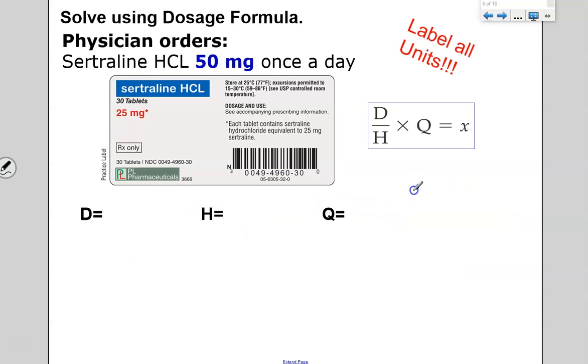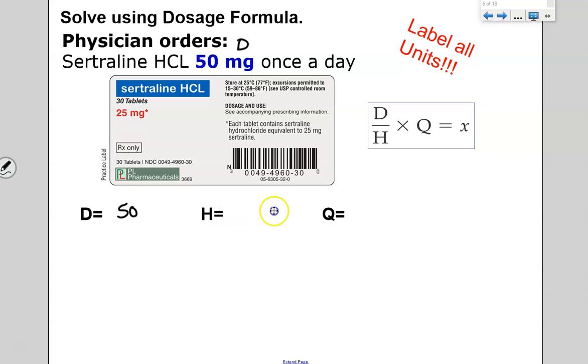Now let's look at a problem. First, let's look at this label and find out what the D, the H, and the Q are. So we have to see what the doctor ordered. The patient needs 50 milligrams. So this is going to be my dose.